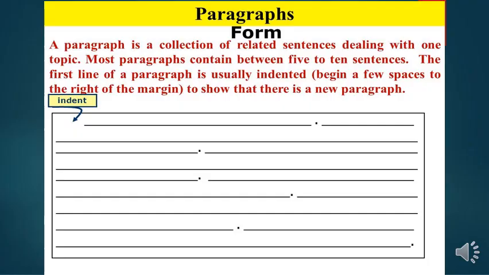As you see here, a paragraph is a collection of related sentences addressing one topic, one major idea. Most paragraphs contain between 5 to 10 sentences. And you see here the form of the paragraph. There is an indentation to indicate the beginning of the new paragraph and the way the paragraph should look like.